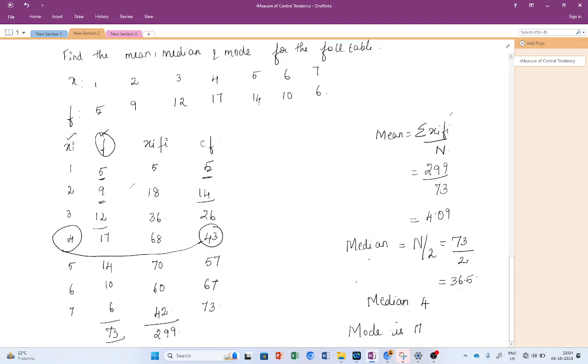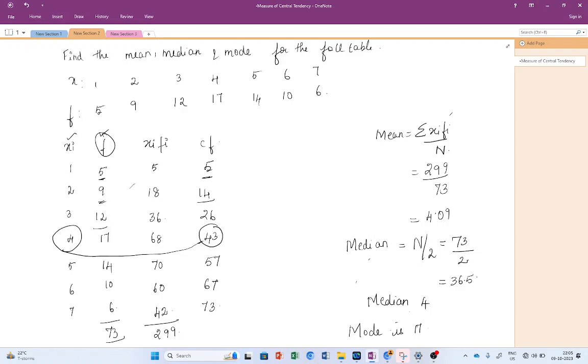So what you have to do is, first for the given data you will be having 2 extra columns. One is xi fi, that is used for your mean, and the next one is your cumulative frequency, that is used to find your median. Okay, so your mean is nothing but after you find xi fi, you have to sum it, you get a total. With that you have to divide it by the total of the frequency. So that answer is your mean.